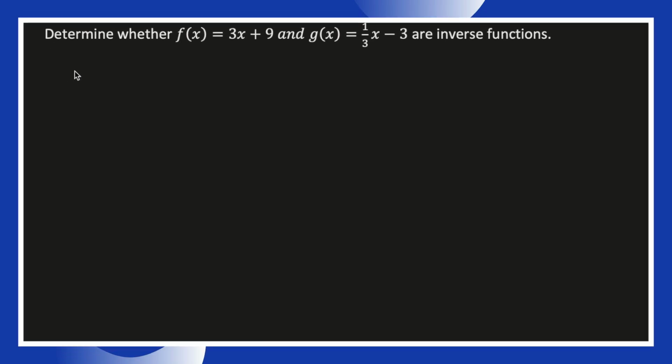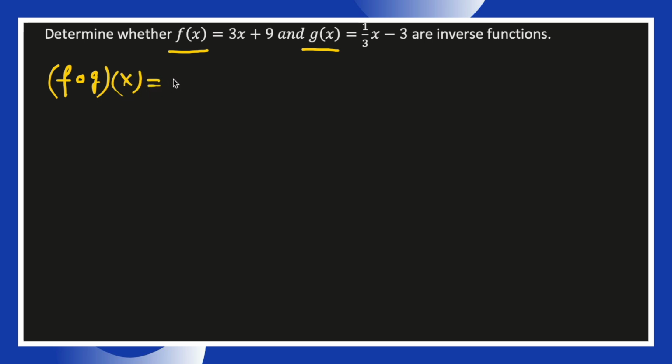In this video, we have to determine whether the two functions, the first one is f of x and the second one is g of x, are inverses of each other or not. Now, if we want to find out if the functions are inverses of each other, try to find the value of f of g of x.